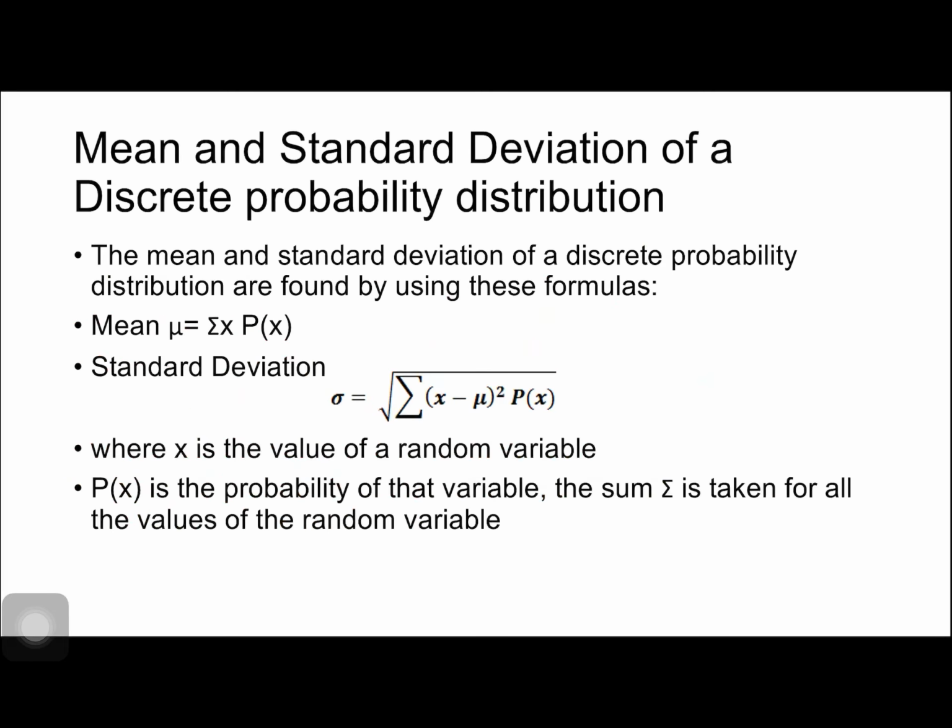Next is for the mean and standard deviation of a discrete probability distribution. So the mean and standard deviation of a discrete probability distribution are found by using these formulas. We have for the mean, mu is equal to the summation of x times the probability of x. The mean is also known or called as expected value, or mathematical expectation. Or it can also be called expected earnings.